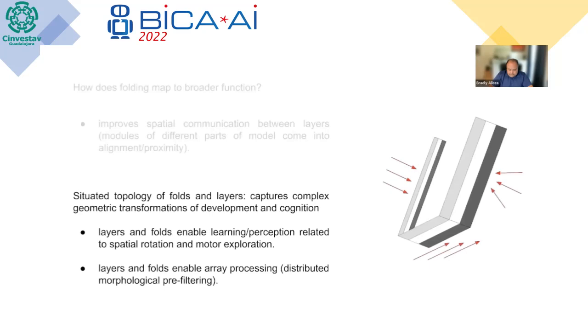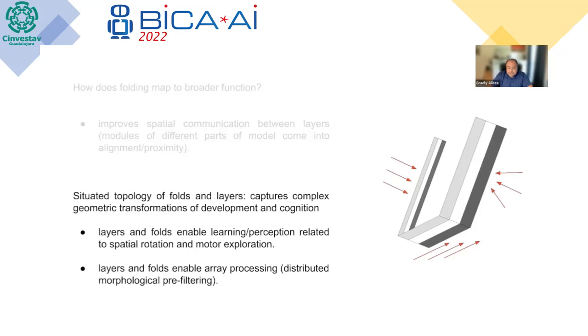Another thing is that it's a situated topology of folds and layers. So it actually resembles what you might find in an embodied agent. This is a computational agent that we're really interested in applying this to. So we capture complex geometric transformations of development and cognition. Now these layers and folds enable things like learning and perception related to spatial rotation and motor exploration. So you can see that this is part of maybe a larger body or it can move on its own.